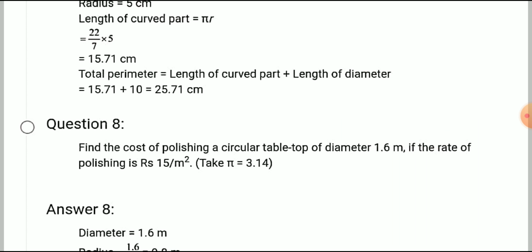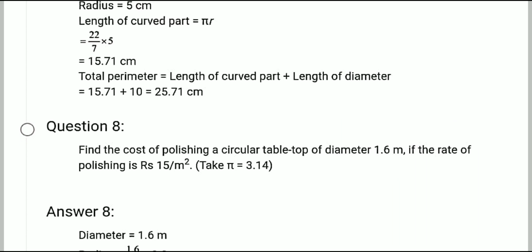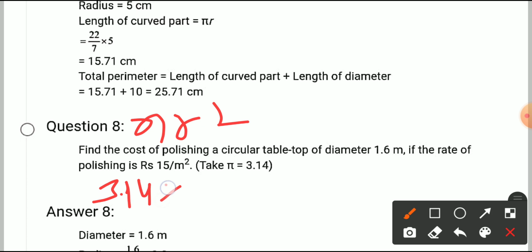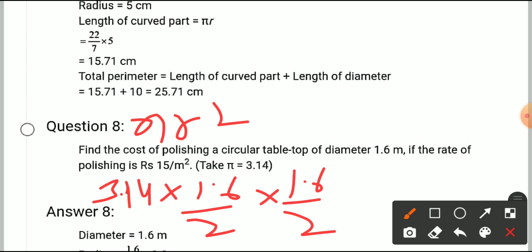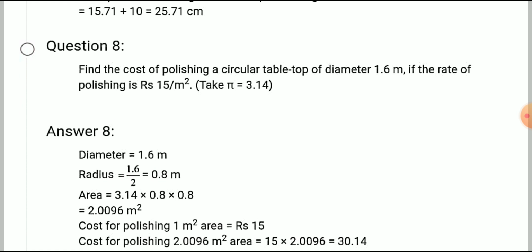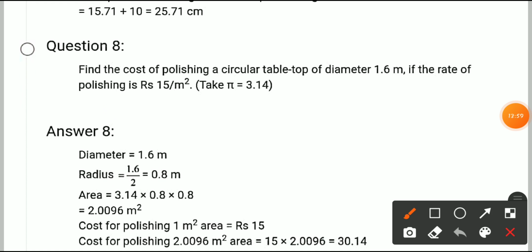Here you are given the diameter, 1.6 meter. I told you, when you are given the diameter, in that condition you just divide by 2. So how will you do it? 3.14, because the area of a circle is pi r square. 3.14 multiplied by r, which means 1.6 upon 2 and 1.6 upon 2. Solve it and you will get the answer. Then to calculate the cost of polishing, you just multiply the area with 15.